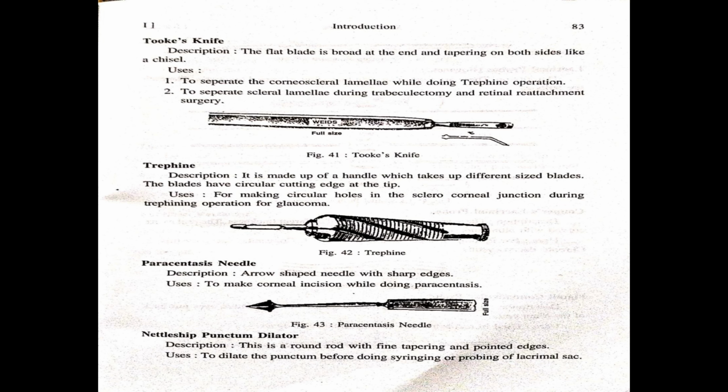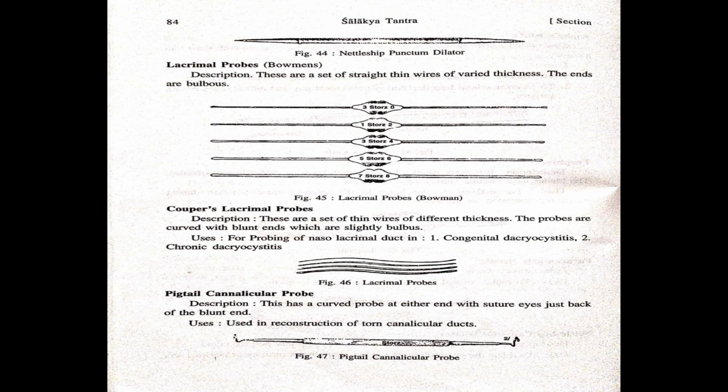Figure 43: Paracentesis needle. Nettleship punctum dilator. Description: this is a round rod with fine tapering and pointed edges. Uses: to dilate the punctum before doing syringing or probing of the lacrimal sac. Figure 44: Nettleship punctum dilator. Lacrimal probes, Bowman's. Description: these are a set of straight thin wires of varied thickness. The ends are bulbous. Figure 45: Lacrimal probes, Bowman.